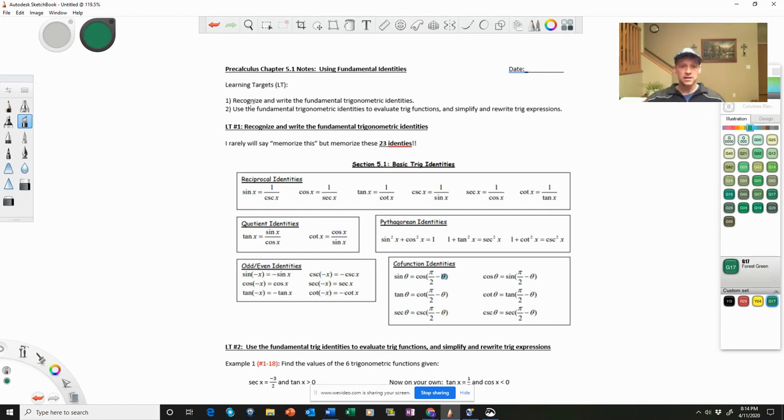The topic is about the fundamental identities of trigonometry. There are 23 of them. See, right there. And you pretty much should have these memorized at some point. If you haven't memorized them yet, you should do it. These are the same ones that we talked about in chapter 4. So we've proven them all already.